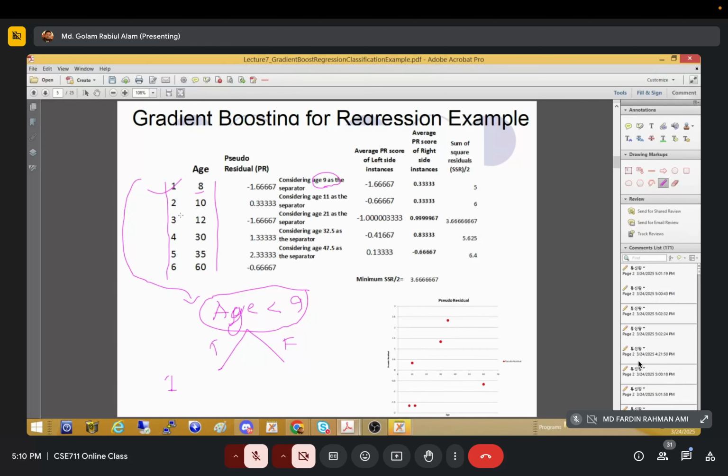And then the next observation, observation 2, the age is 10. Is 10 less than 9? No, it is false. So observation 2 we have to place on the false side. Then observation 3, age is 12, you have to place it on the false side. Similarly, observation 4 must be placed on the false side, 5 also here, and 6 also there. Okay.